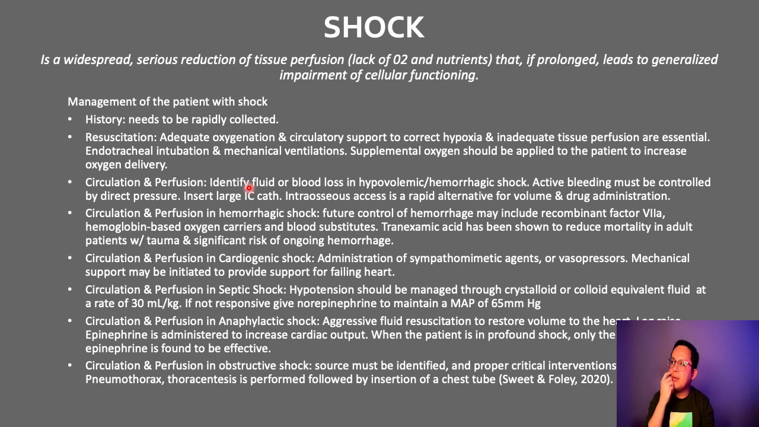Next is circulation and perfusion in hemorrhagic shock. It says here that future control of hemorrhage may include recombinant factor 7A, hemoglobin-based oxygen carriers, and blood substitutes. Some are already used in our hospital. Tranexamic acid has been shown to reduce mortality in patients with trauma and significant risk of ongoing hemorrhage. Tranexamic acid prevents hemorrhage.